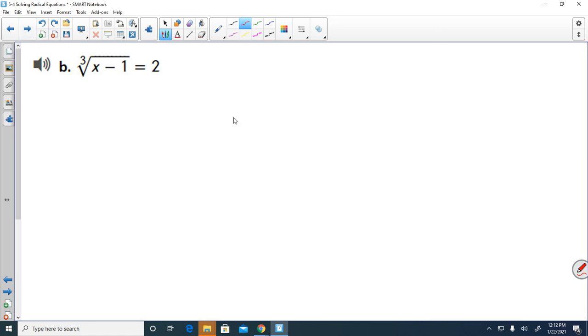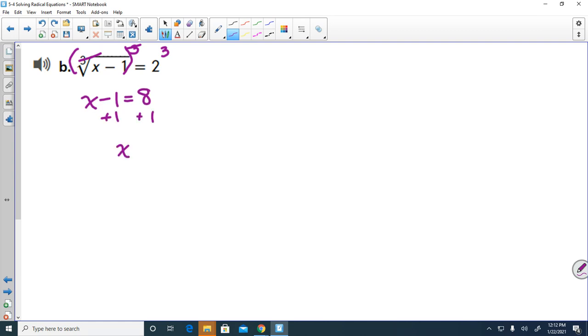Let's try part B. Here I have a cubed root. See, I told you you'd have some cube roots as well. All right, I have a cubed root. The radical expression is already isolated. So now it's time for me to raise both sides to a power. So if I have a cube root, then I'm going to cube both sides. So the cubed root of something cubed undoes that root. So on the left side, I'm left with x minus 1 equals 2 to the third power is 8. Then I'll add 1 to both sides.